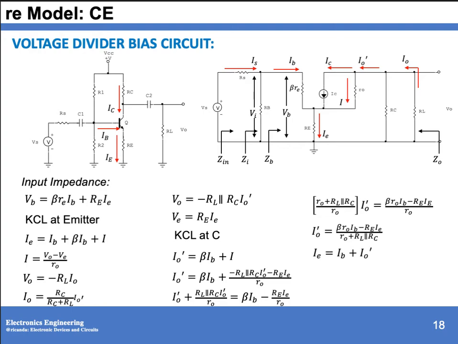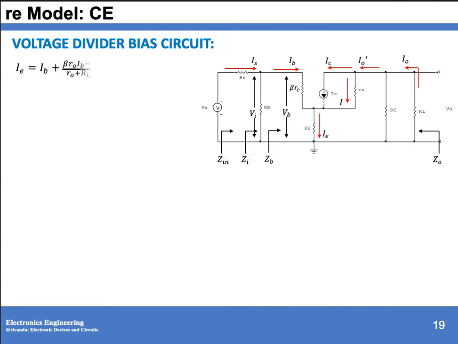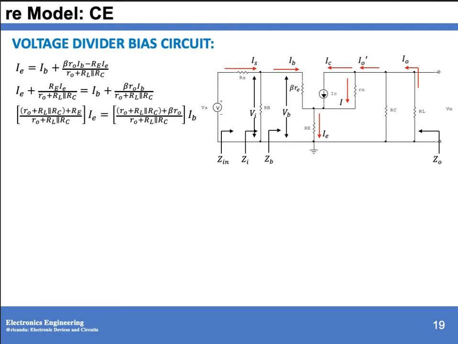And IE is equals to IB plus IO prime. So we have IB plus your IO prime. Then you have to combine all your variables. So we have IE on your left side and IB on the right side. Get the LCD of both sides and get the ratio of your IE in terms of IB.